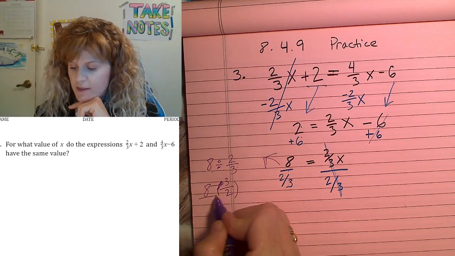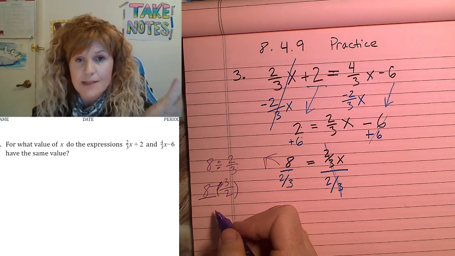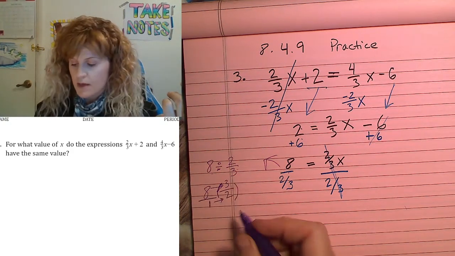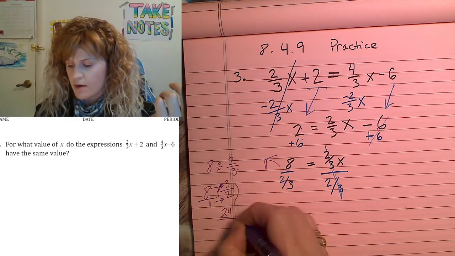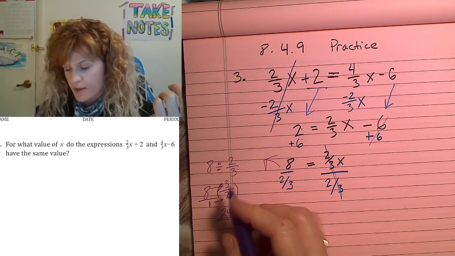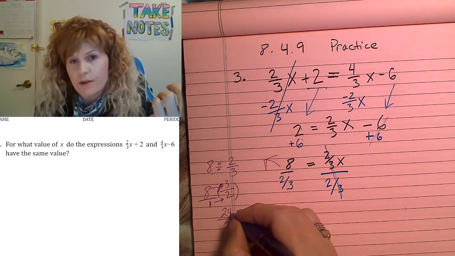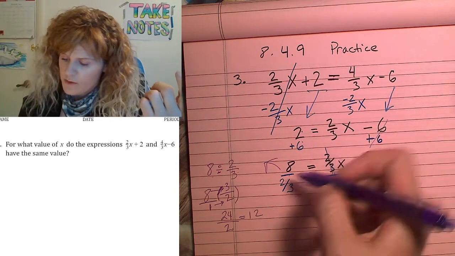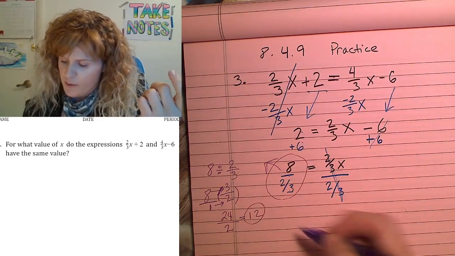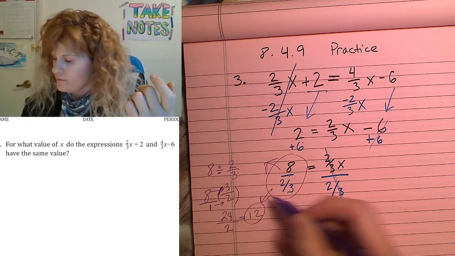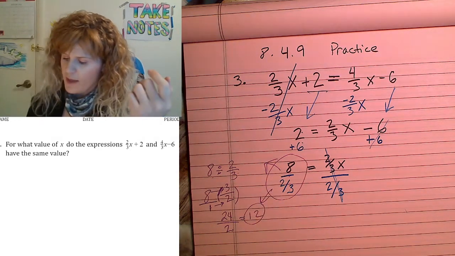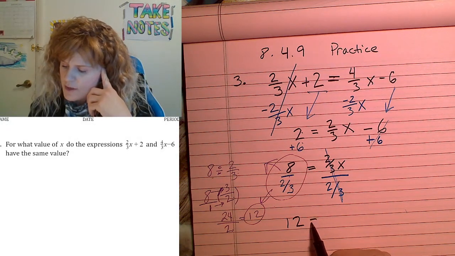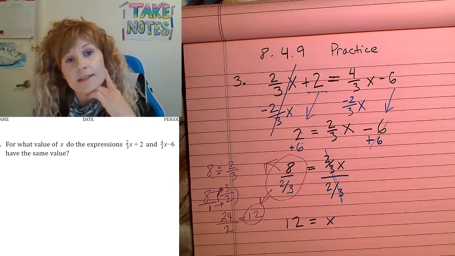Now, when you multiply the numerators and you multiply the denominators. Well, the 8 doesn't have a denominator, but that's the same as having a denominator of 1. So we get 8 times 3 is the numerator, 24. And 1 times 2 for the denominator, which is 2. So 24 over 2, that equals 12. So that's the math for this piece right here. It equals 12. And what I'm left with is 12 equals x.